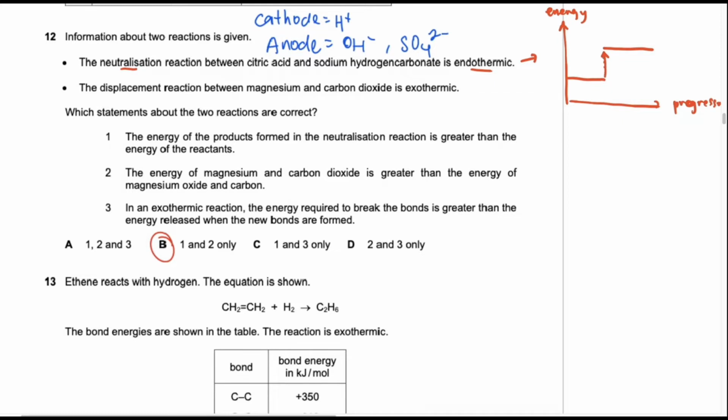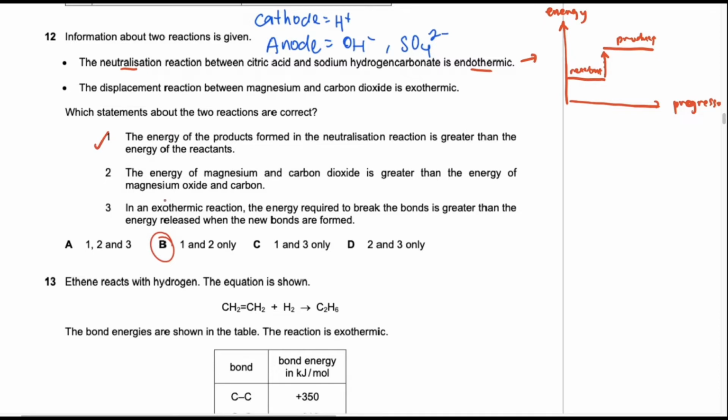The energy level shows the energy of the chemical substance. So endothermic is like that. And because of that, the energy of the product is greater. True, you see the product is here and the reactant is here. So hence, it is correct.